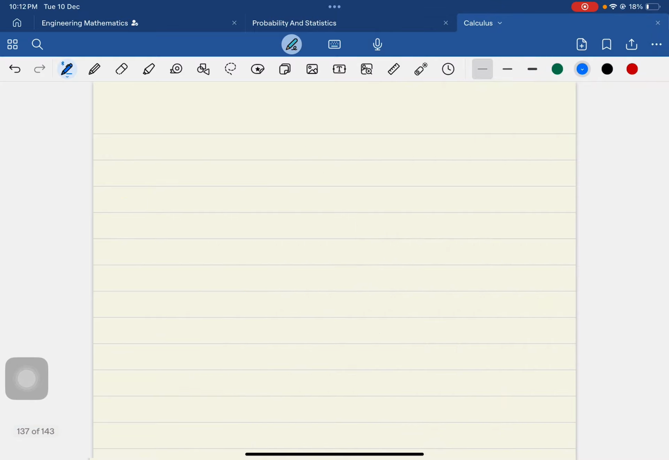What is meant by the unit vector? The unit vector means the vector whose magnitude is 1 is called the unit vector. So let us now define the unit vector. The vector whose magnitude, or whose length, is 1 is called the unit vector.